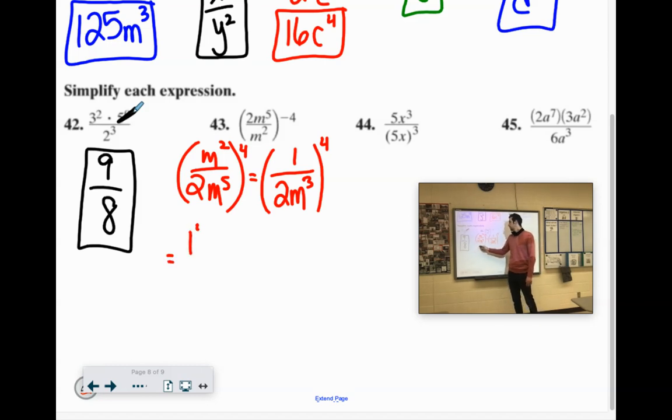So we'll have 1 to the fourth power, 2 to the fourth power, and m to the 12th power. 1 to any exponent is just going to be 1. So we have 1 over 2 to the fourth, 2 times 2 times 2 times 2 is 16, and m to the 12th.